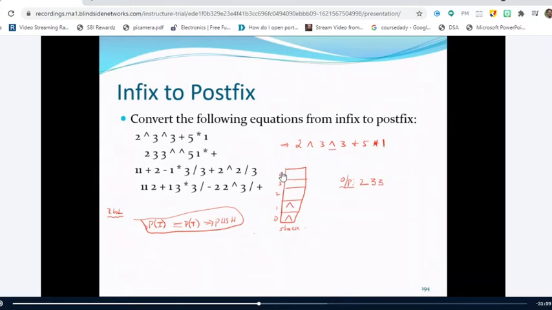And then the next token that is read is 3. Okay, place it in the output, and then it is plus. Now compare the priority of plus with the exponentiation operator. What do you have to do? Pop and print, sir. Right.